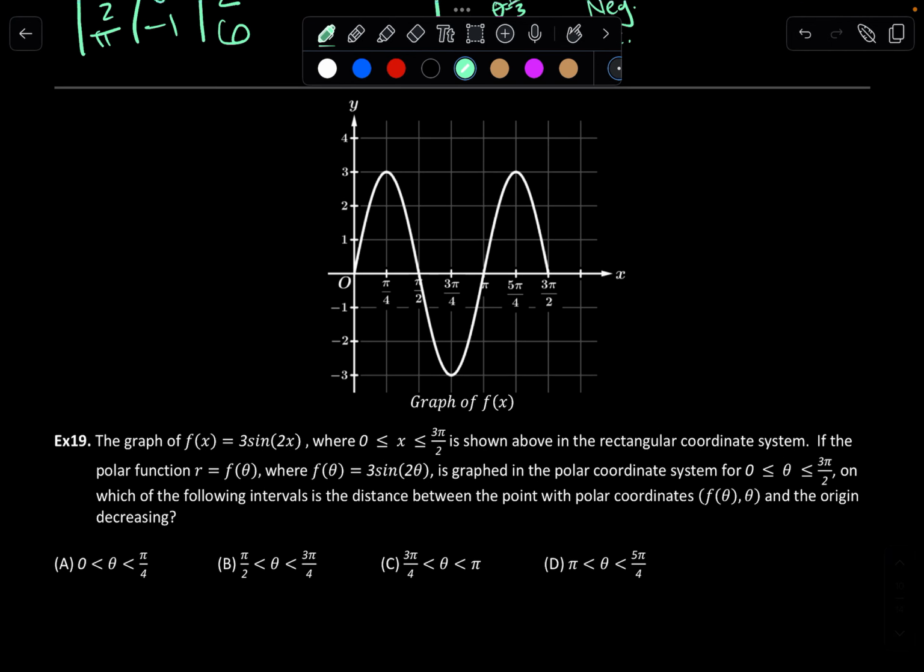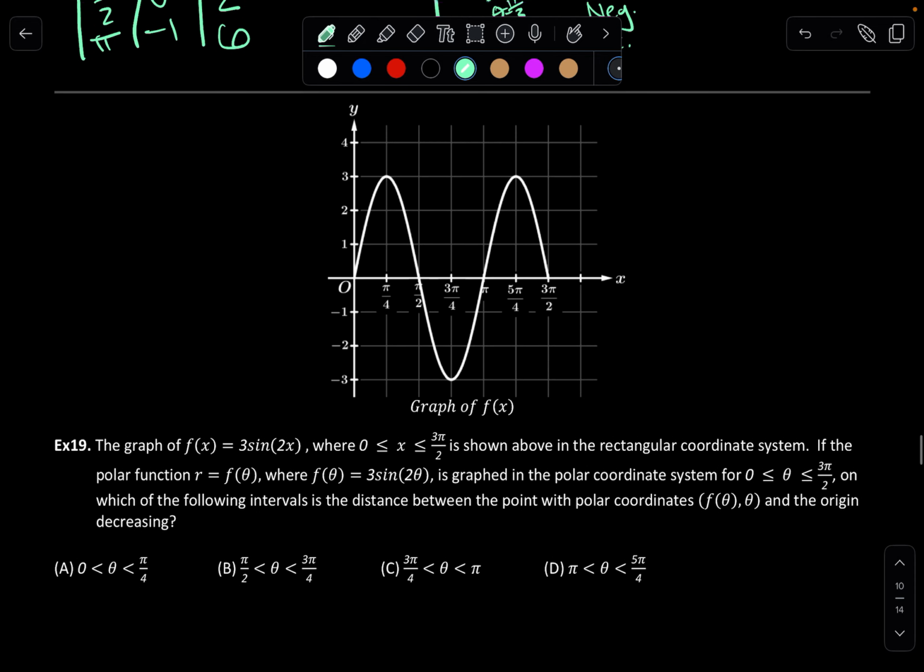All right, example 19, which is actually the last example. Example 19 says the graph of f of x, which is 3 sine 2x, we're going from 0 to 3 pi over 2, is shown above in the rectangular coordinate system. If the polar function where f of theta equals 3 sine 2 theta is graphed in the polar coordinate system from within the same domain, on which of the following intervals is the distance between the point with the polar coordinate and the origin decreasing?